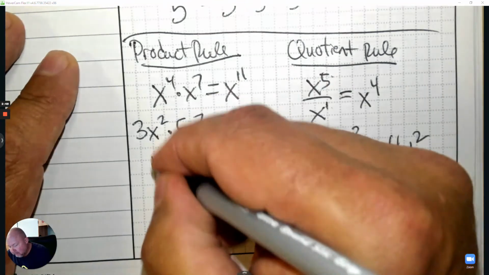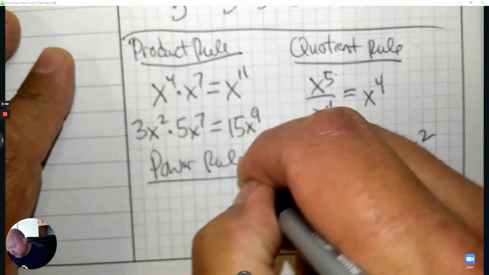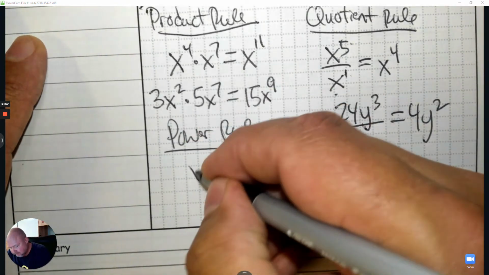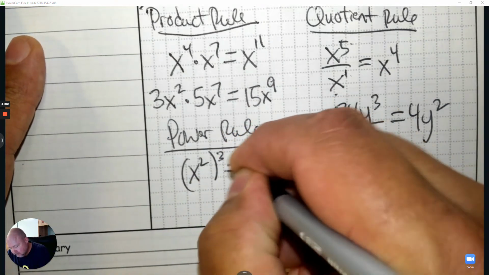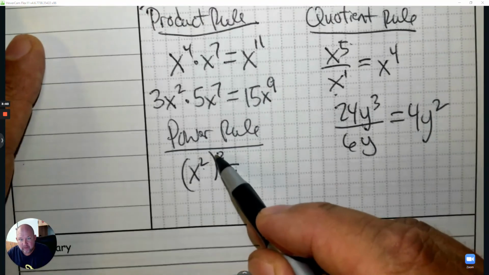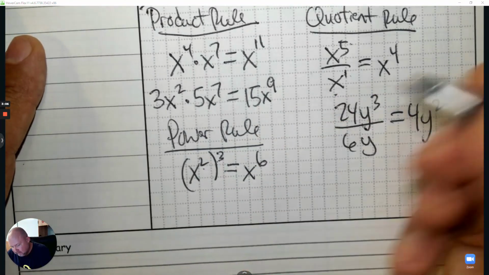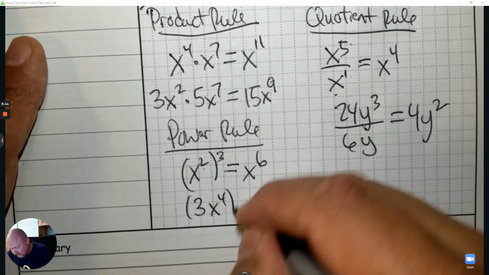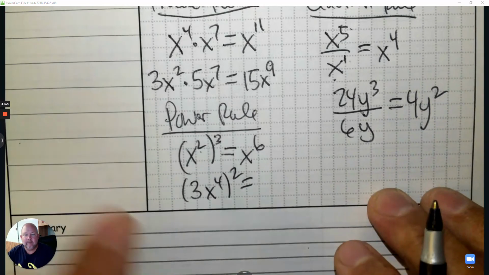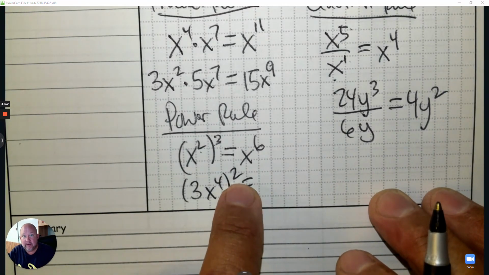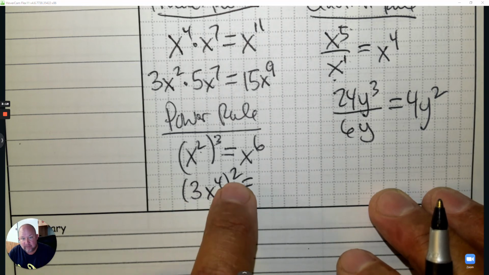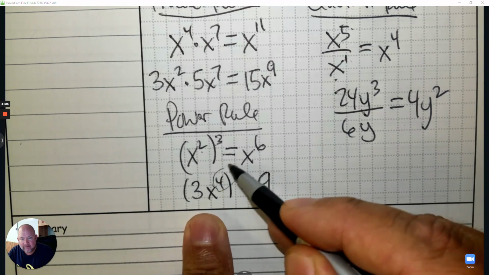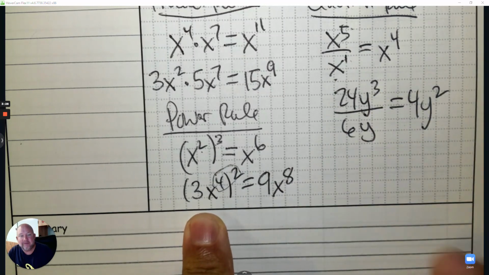The last rule is called the power rule. And the power rule is when you have an exponent raised to another exponent. So if you have an exponent raised to an exponent, we multiply them together. And if we have a number in front, this coefficient also needs to be raised to the same exponent. So 3 to the exponent 2 is 3 times 3, that's 9. And then 4 times 2, that's 8. And there you go.